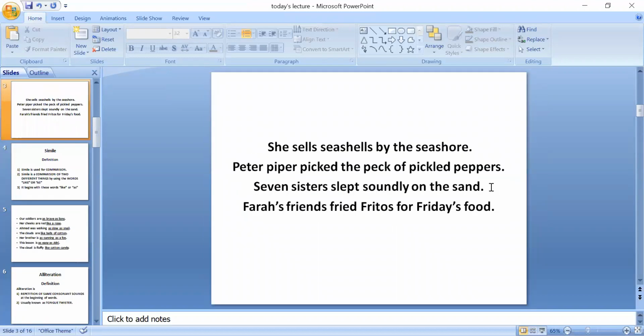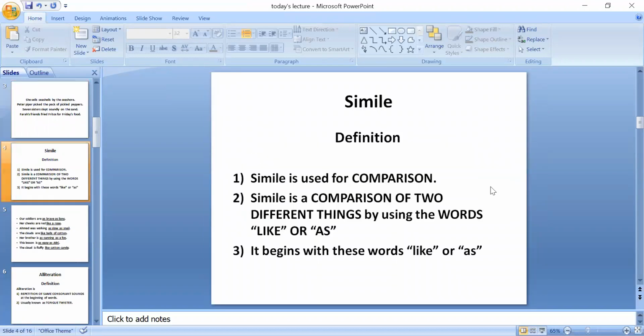Clear? I'm going to repeat it again. Okay, Manahid, beta, turn on camera. You have to keep it in mind.